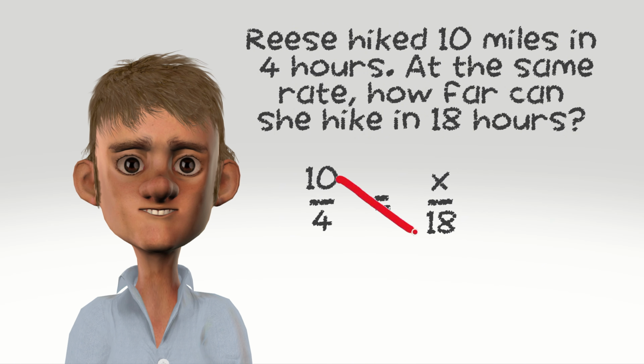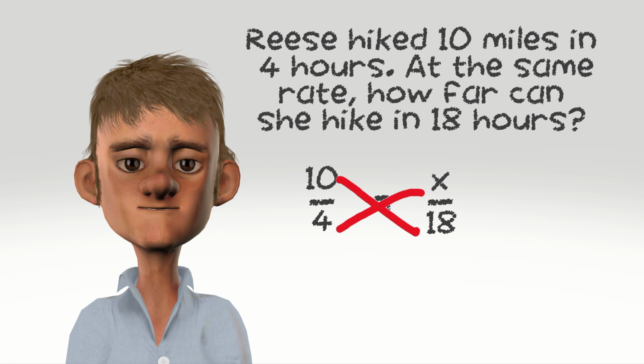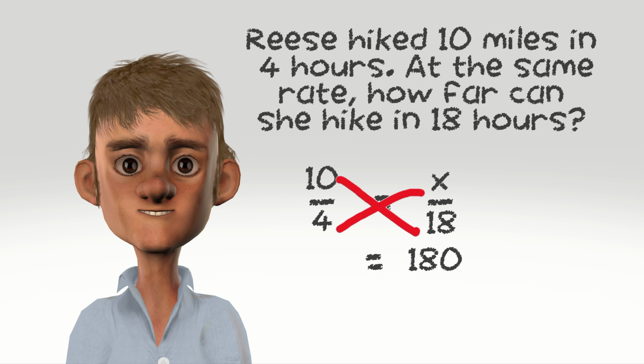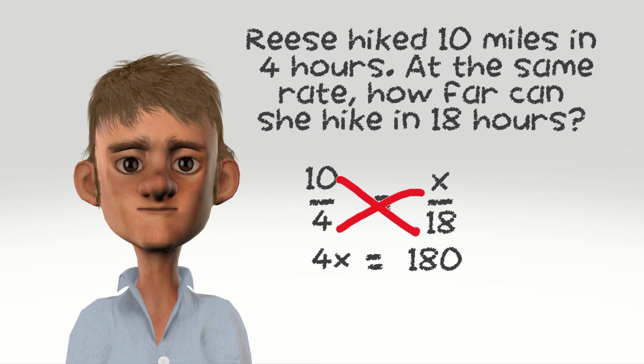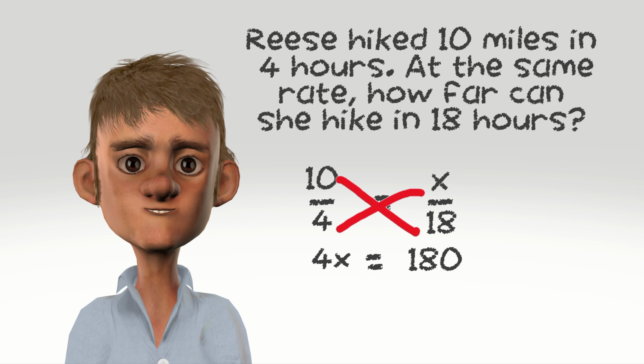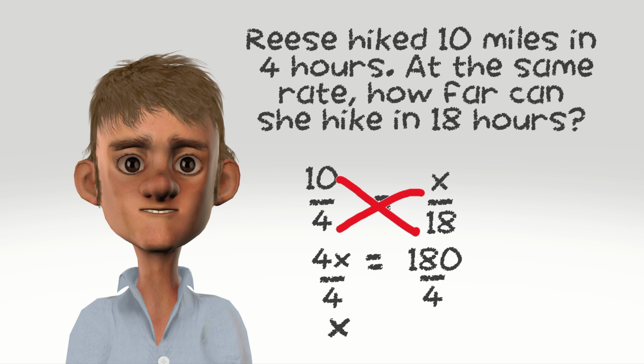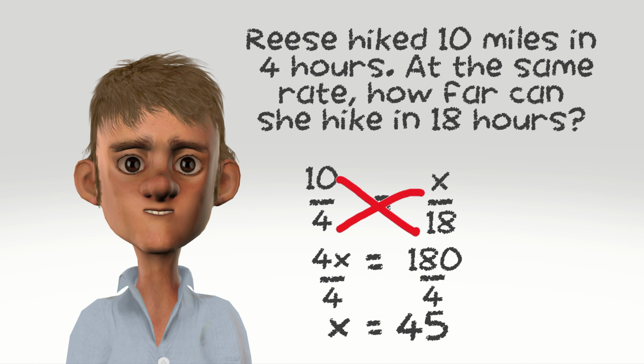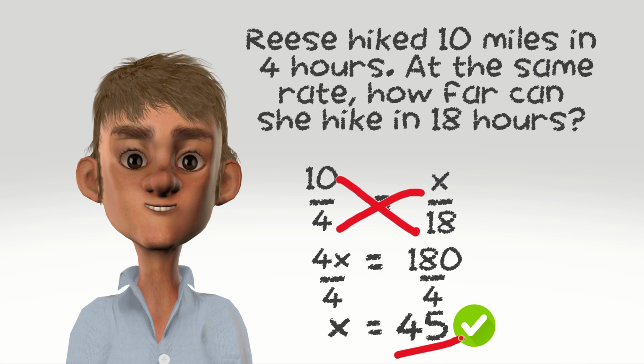Now, cross-multiply: 10 times 18 is equal to 180. Equals x times 4, which is 4x. To isolate the x, divide each side by 4. So x equals 180 divided by 4, which is 45. So, the answer is 45 miles.